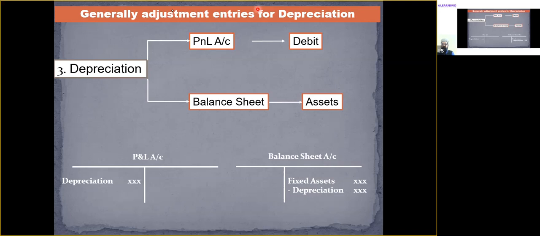If the basic funda of this chapter is clear to all of you, then I am sure that you will be able to understand the concept of adjustment entries and the questions based on adjustment entries as well. So this is it for today's session, guys. And okay, thank you so much everyone for taking the class.